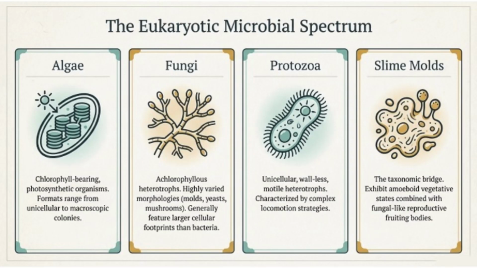Now that we've explored the general architecture of eukaryotic cells, let's delve into the diverse eukaryotic microbial spectrum. This vast group includes algae, which are chlorophyll-bearing photosynthetic organisms, ranging from unicellular to macroscopic forms. Fungi are achlorophyllous heterotrophs, exhibiting varied morphologies such as molds, yeasts, and mushrooms. Protozoa are unicellular, wall-less, motile heterotrophs, known for their complex locomotion. And finally, slime molds represent a fascinating taxonomic bridge, displaying amoeboid vegetative states alongside fungi-like reproductive bodies.